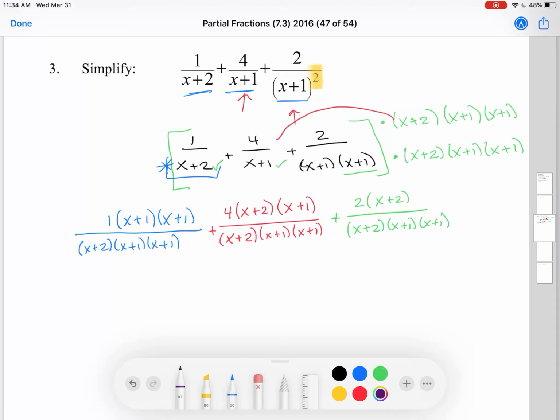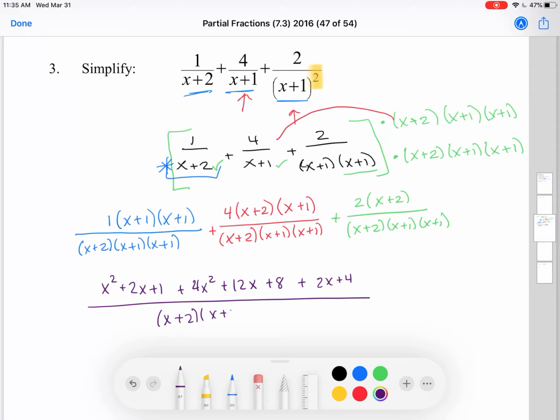Now I'm just going to clean everything up and distribute all my parentheses. If you need to pause the video and do it all on your own, that is 100% okay. I'm just going to skip ahead here. That first fraction is going to produce x squared plus 2x plus 1. I'll worry about the denominator in a second. For the second numerator, if I distribute everything, including that 4 out front, I'm going to get 4x squared plus 12x plus 8. And that last one, I'm going to get just 2x plus 4. And again, I'm allowed to combine all of these fractions because they all have the exact same denominator.